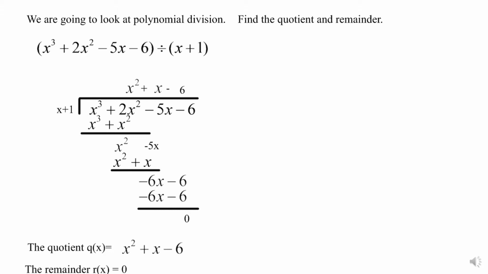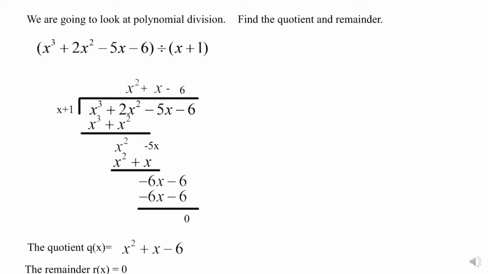X to the third minus x to the third cancels. 2x squared minus x squared equals x squared. We now drop down the next term, the minus 5x, and start the process over. What times x equals x squared? The answer is x. The x is written above the minus 5x to keep terms in alignment.